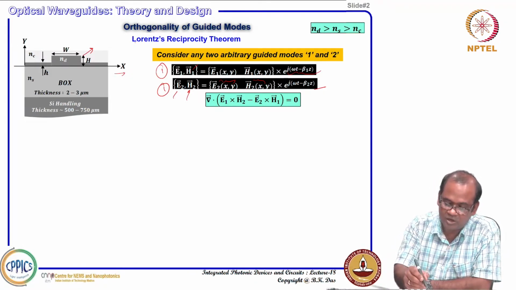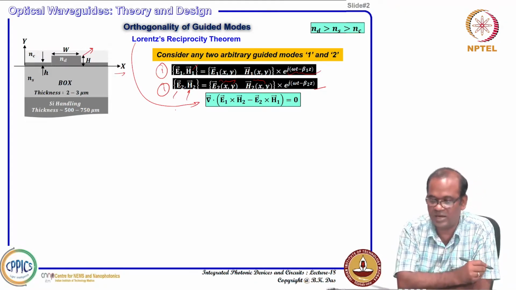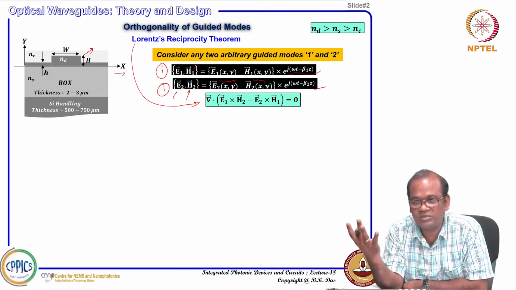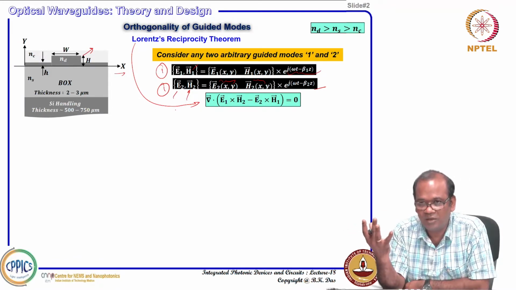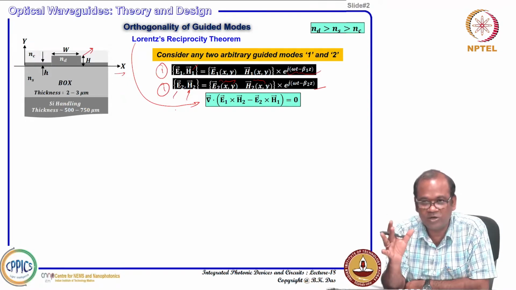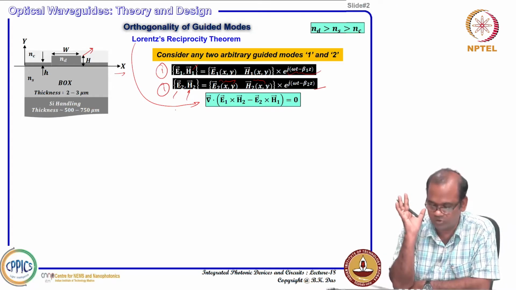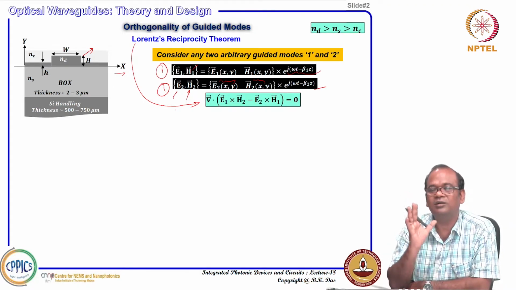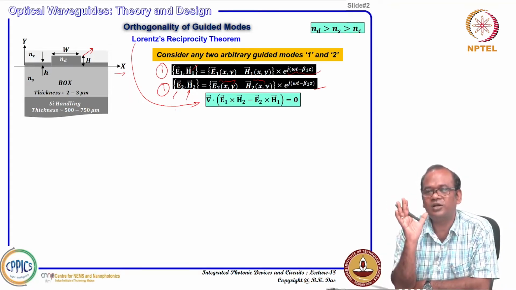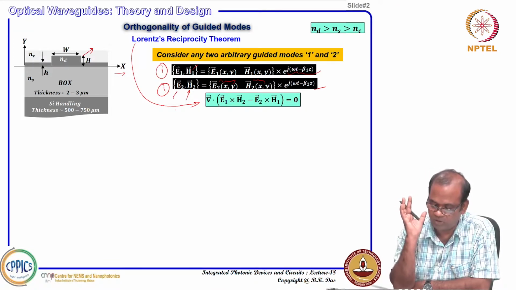The Lorentz reciprocity theorem says that any two eigenmode solutions follow a certain relation. It holds for all types of modes, but here we will only focus on guided modes, taking them as restricted eigenmodes.